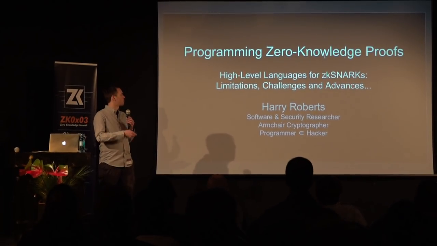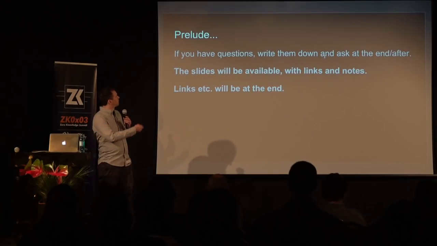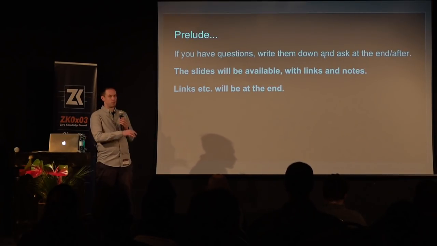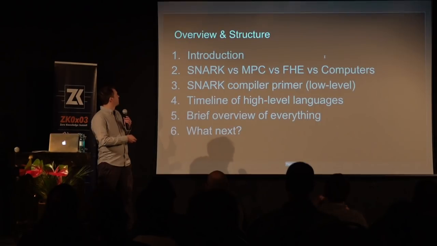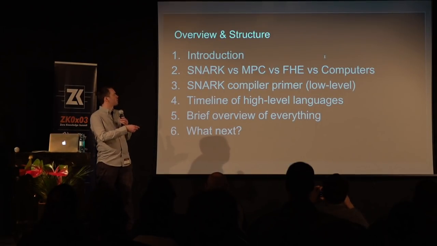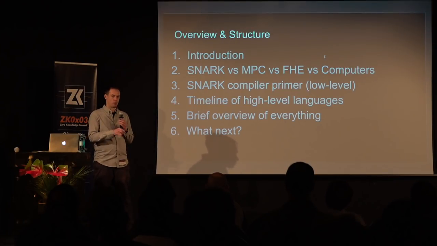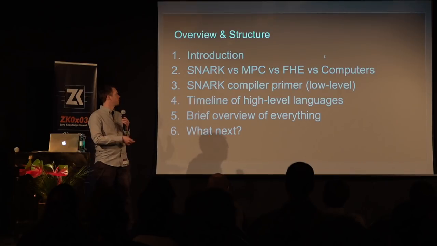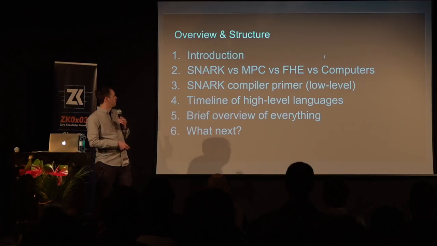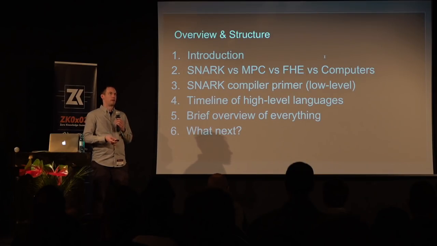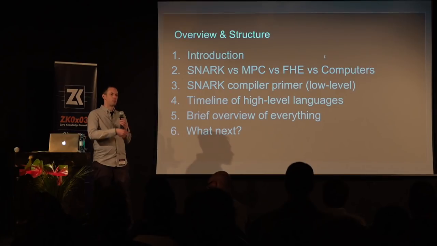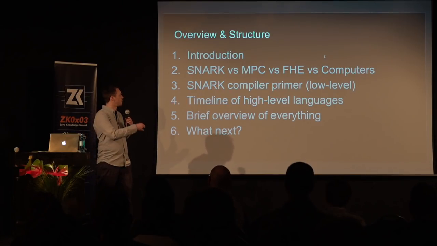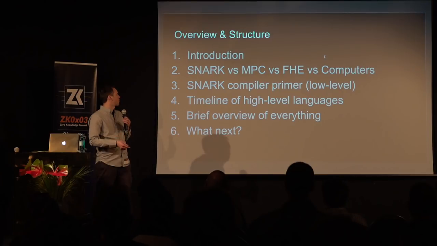So I'm going to go through some of the history, and slides and notes will be at the end. I'll give some context about what the difference is between SNARKs, multi-party computation, fully homomorphic encryption and computers. Then look into how, if you are making a high-level language, you would compile something you're familiar with into this sort of low-level structure.